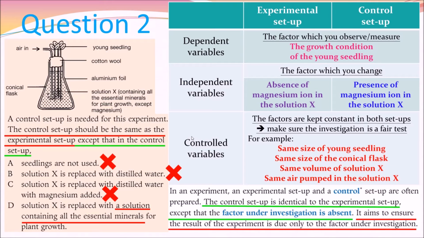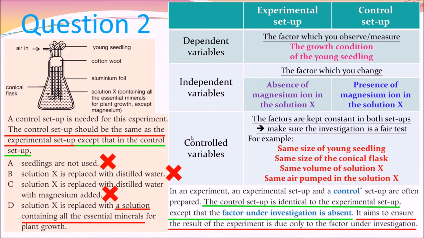And then for C, solution X is replaced with distilled water with magnesium added. In this one, it seems correct. We put back the magnesium ion, but we remove all the other minerals. You can see that distilled water with magnesium added doesn't make sense as well. Of course, we give the magnesium to the plant, yes, I agree. But you remove all other minerals. So how can the young seedling grow healthily? It will not. So for A, B, C, understood.